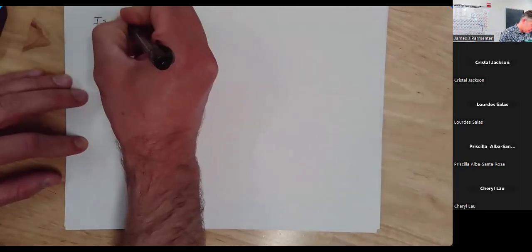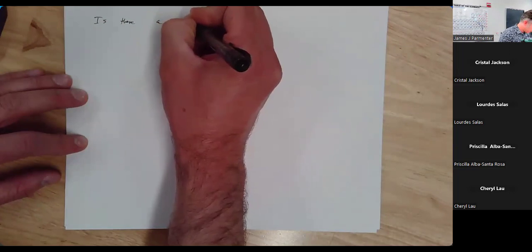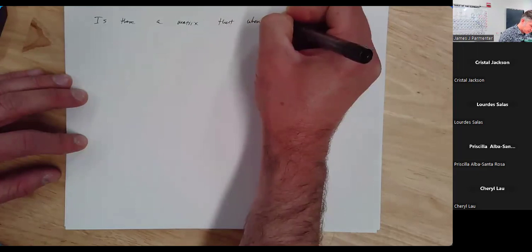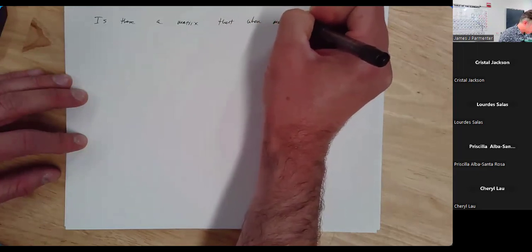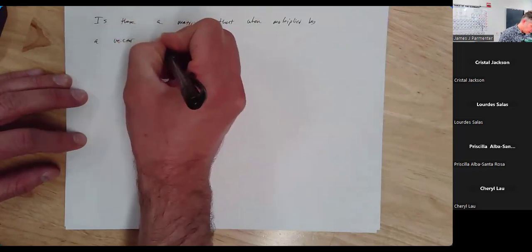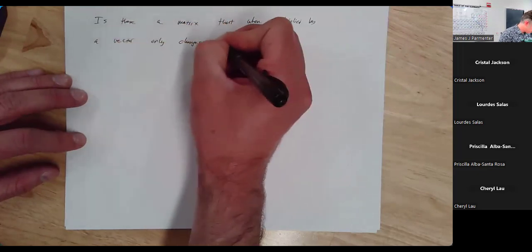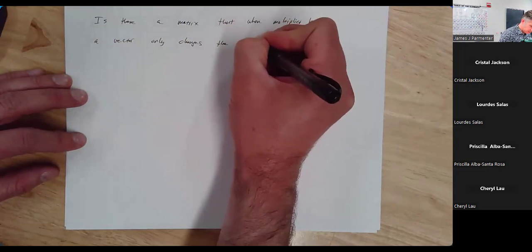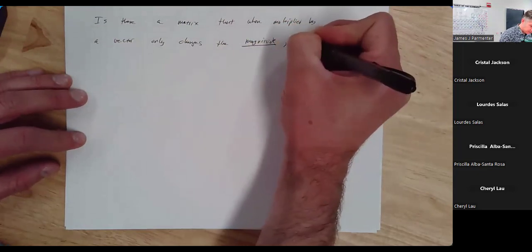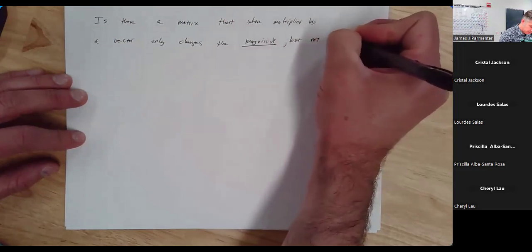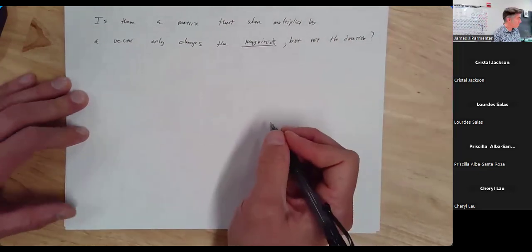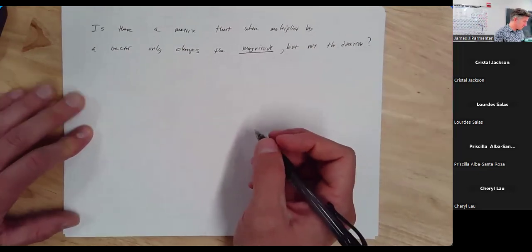So is there a matrix that, when multiplied by a vector, only changes the magnitude, but not the direction? Yes, definitely. Here's an example.